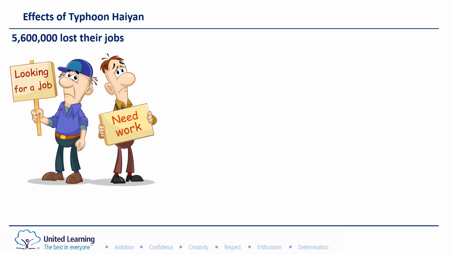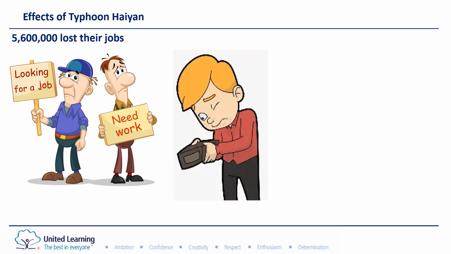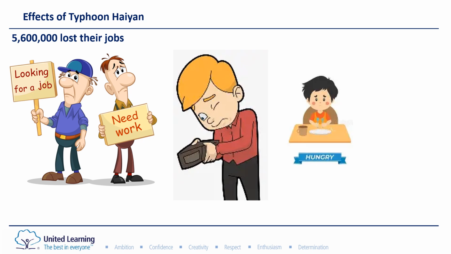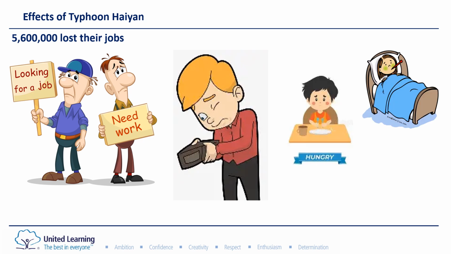Got 5.6 million people lost their jobs. This is a secondary effect. So their workplace was destroyed, and the secondary effect is 5.6 million people lost their jobs. This means people have less disposable income, which means people cannot afford to provide enough food for their families, which means there could be a rise in malnourishment and famine in the Philippines, resulting in more death.